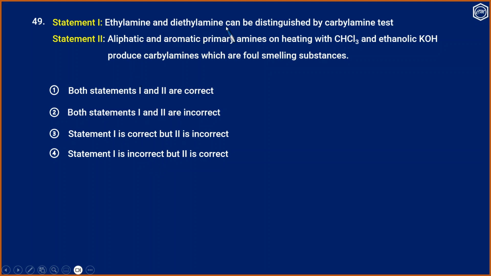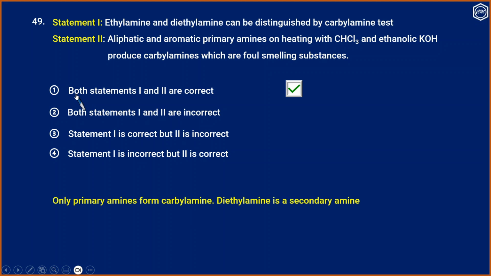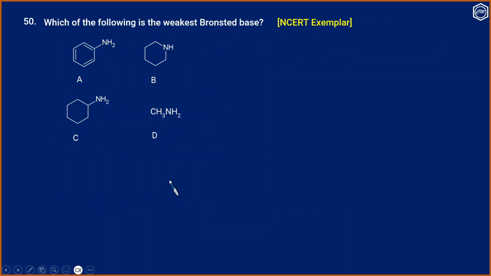Ethylamine and diethylamine can be distinguished by carbylamine test. That statement is correct. That means ethylamine is a primary amine and only primary amines form carbylamine test. So both statements 1 and 2 are correct. So option 1 is the correct option. Only primary amines form carbylamine. Diethylamine is a secondary amine.